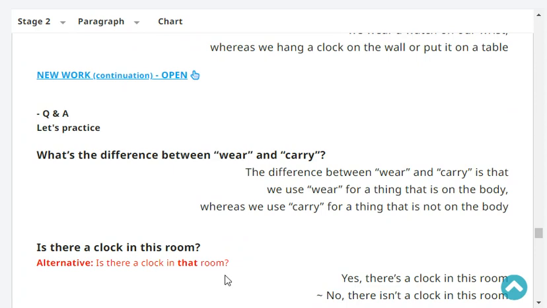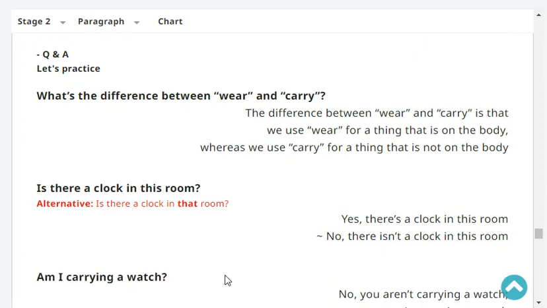What's the difference between wear and carry? The difference between wear and carry is that we use wear for a thing that is on the body, whereas we use carry for a thing that is not on the body. Very good.